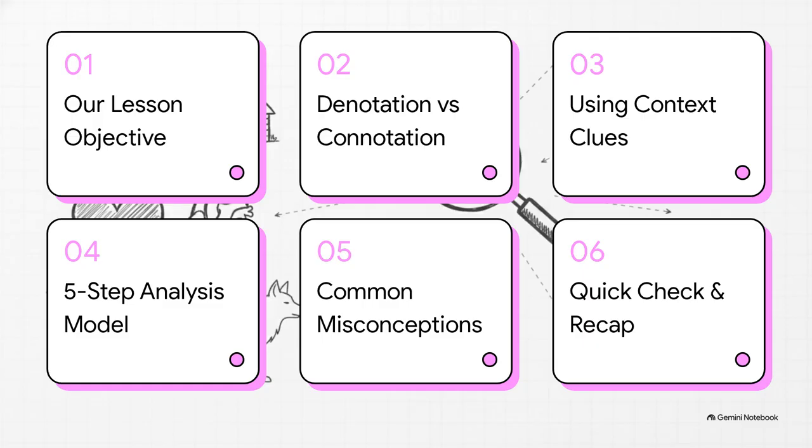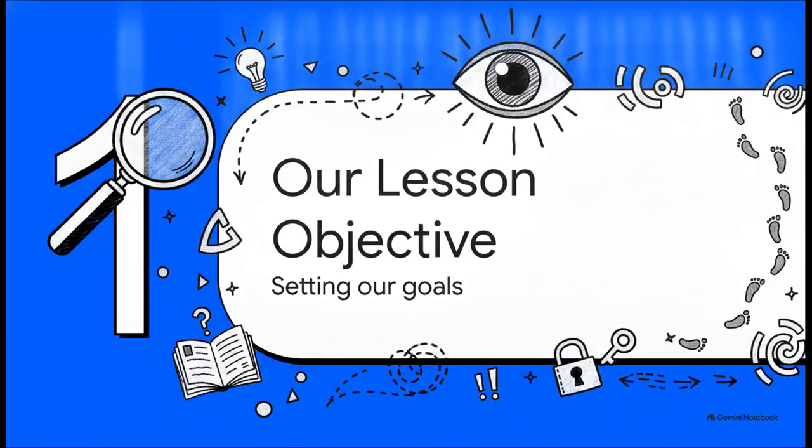Here is our quick roadmap for today. We'll start with our lesson objective, compare denotation versus connotation, practice using context clues, check out a 5-step analysis model, clear up some common misconceptions, and wrap up with a quick check and recap. Right into Section 1, our lesson objective, basically setting our goals for today.